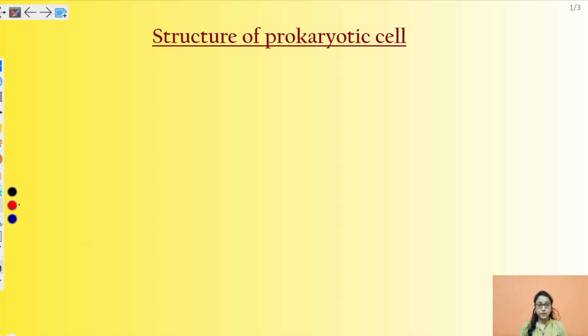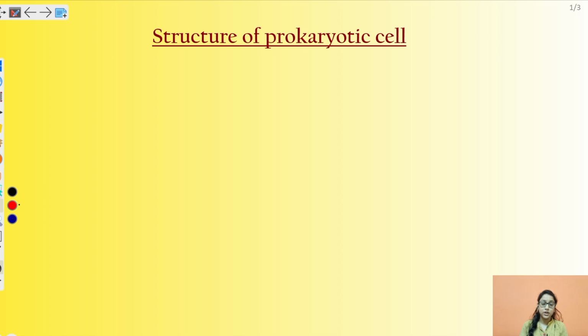In today's session, we are going to discuss the structure of the prokaryotic cell. Some bacteria, blue-green algae and mycoplasmas are examples of prokaryotic cells, and they don't have a membrane-bound nucleus, or the nucleus of these prokaryotic cells is not well organized.